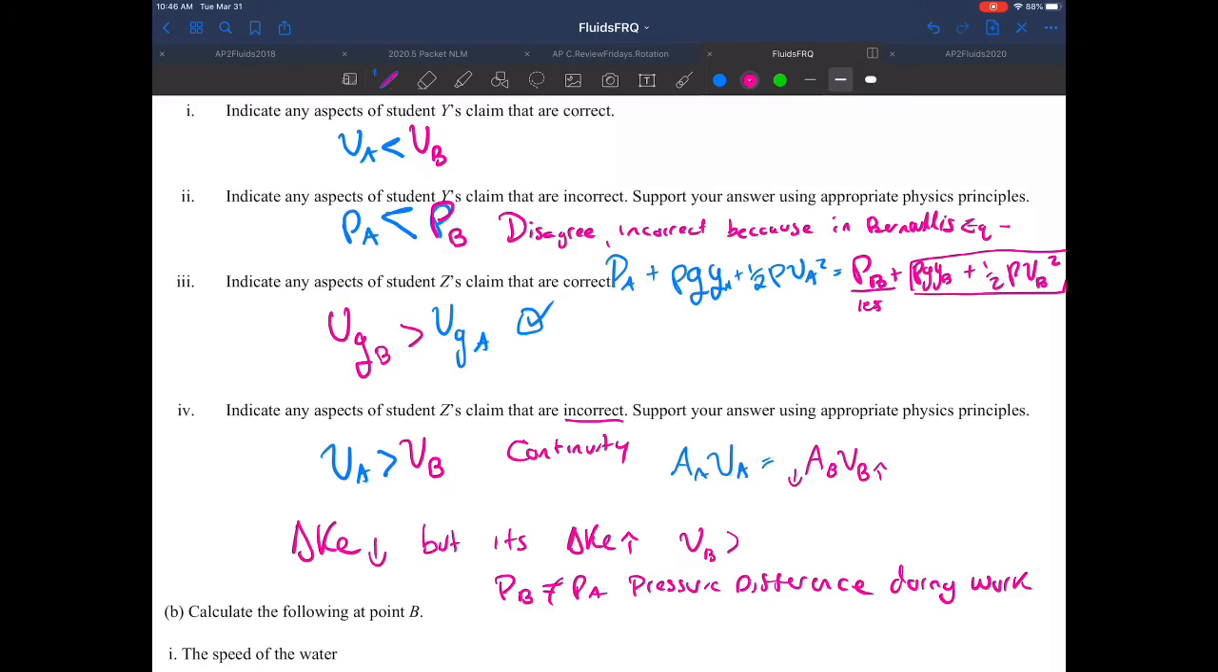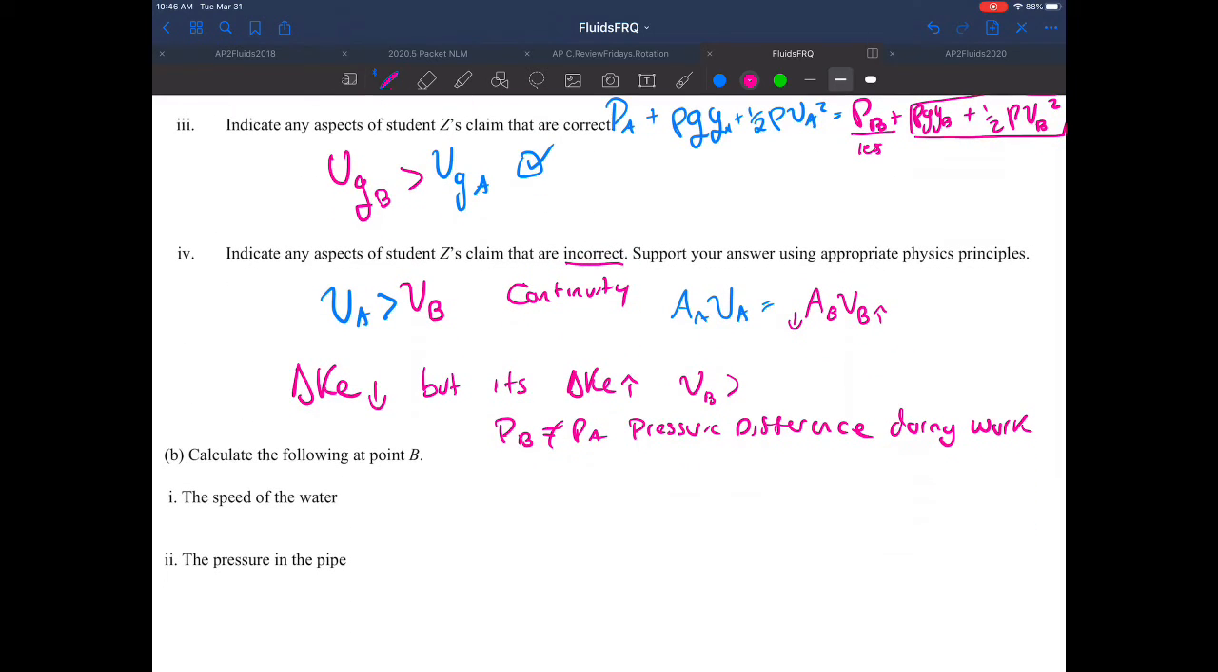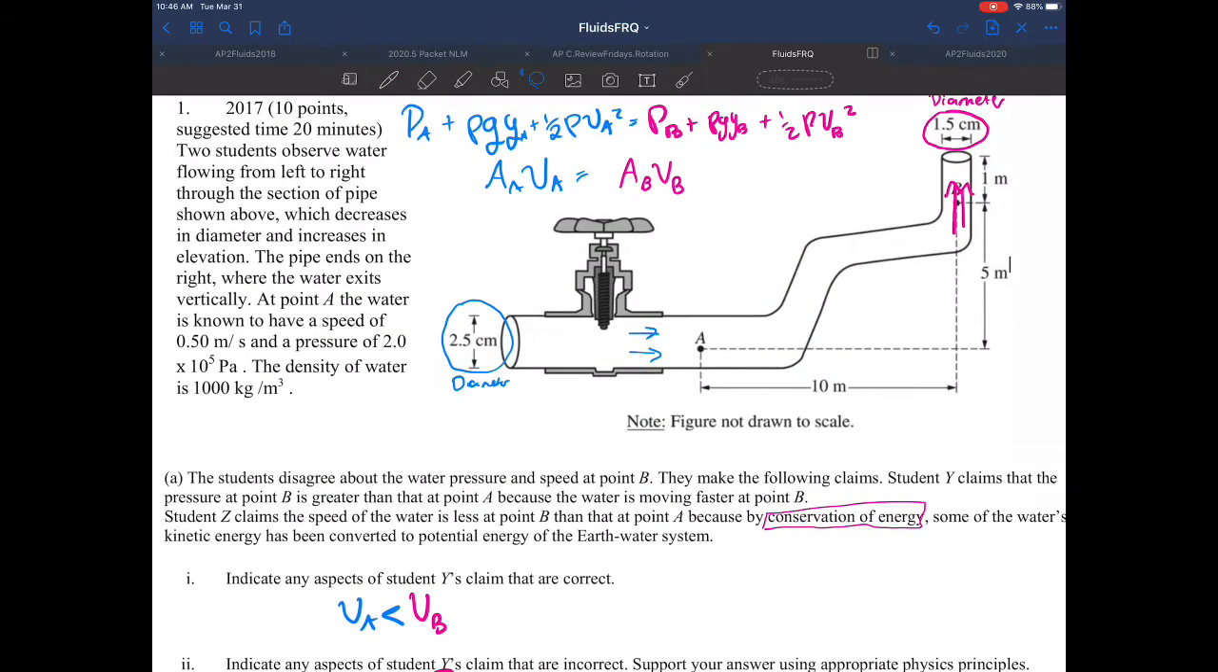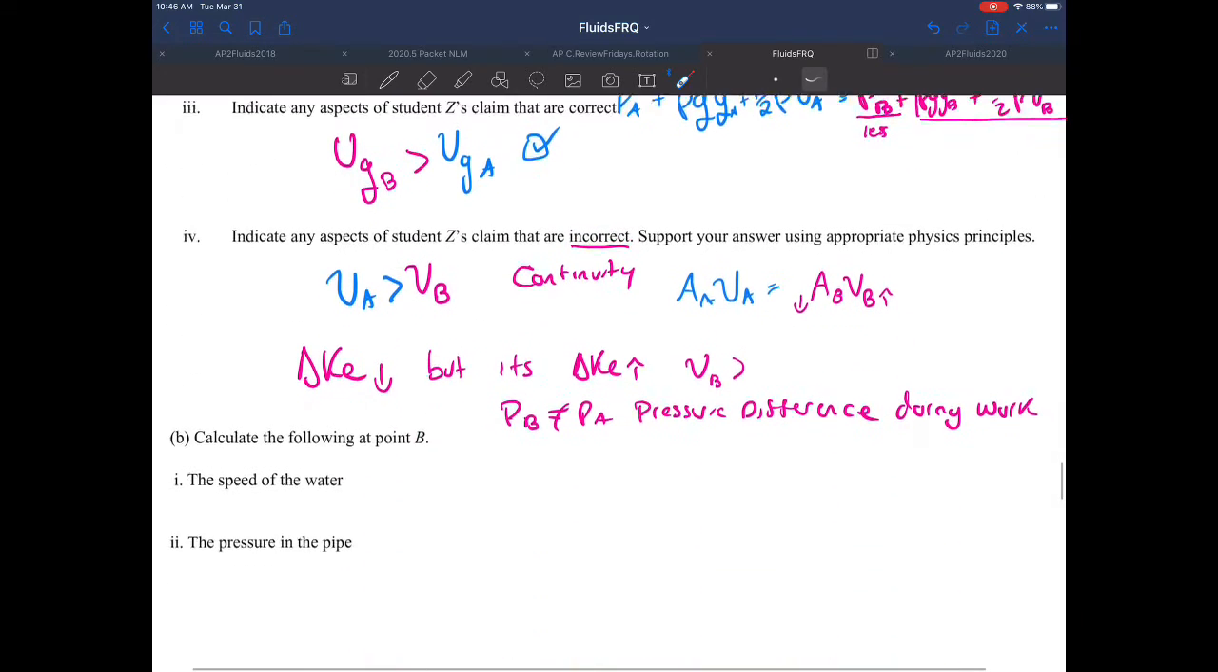doing work. All right, now it has us calculate the following at B. So we're going to need the two equations that we're using above. Let's go ahead and look at them. Now we'll use continuity to get our speed first. When we do that, we'll watch out because as we fill in our areas, we're going to use these numbers here. These are diameters, and we'll keep each one in centimeters. It will be fine.